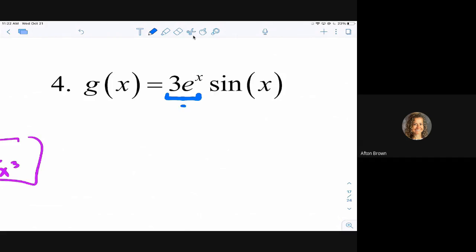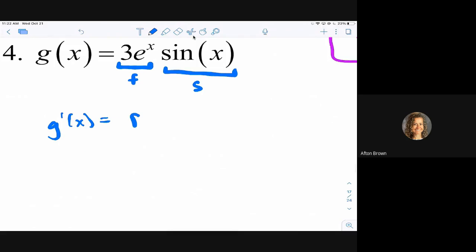Very good. So that's the first function. Then what's the second function? Sine x. So product rule, practice writing it out. It will help you memorize it. It's first times the derivative of the second plus the second times the derivative of the first. Okay, you just have to memorize that formula.